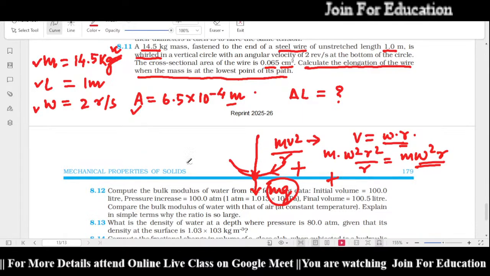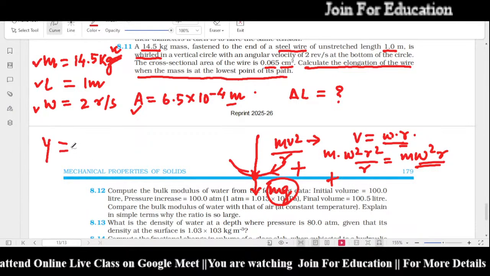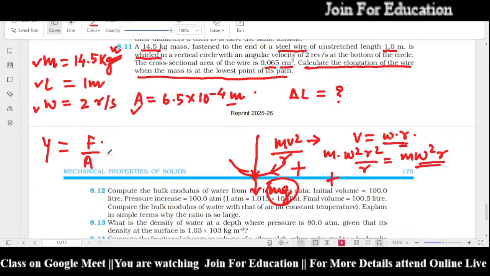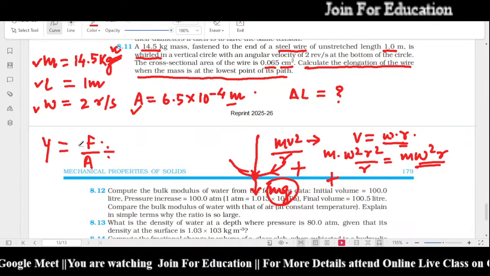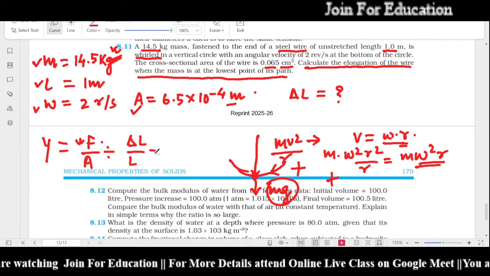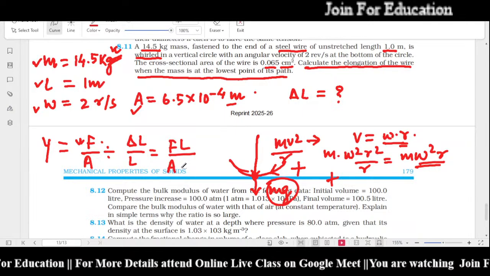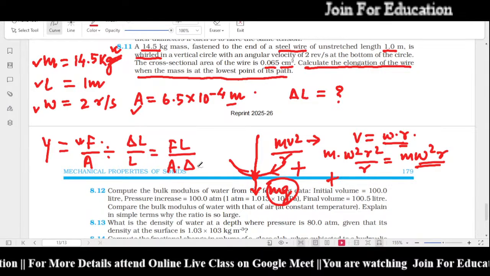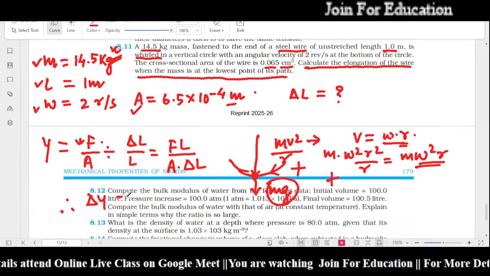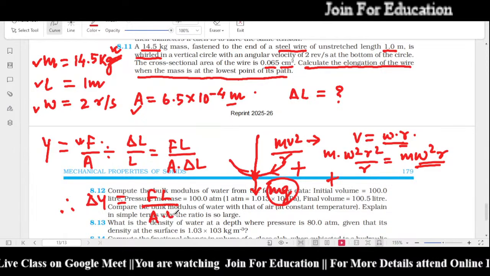This question is based upon the Young modulus. We recall that Young modulus is generally denoted by Y. So Y equal to force by area into, this one is the stress by strain. Strain is del L by L. So this will be F L by A into del L. So del L will be equal to F L by A into Y.